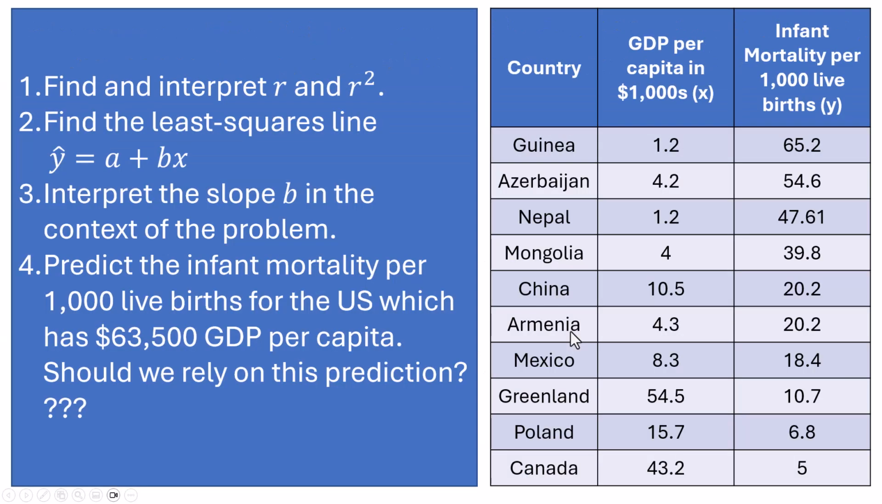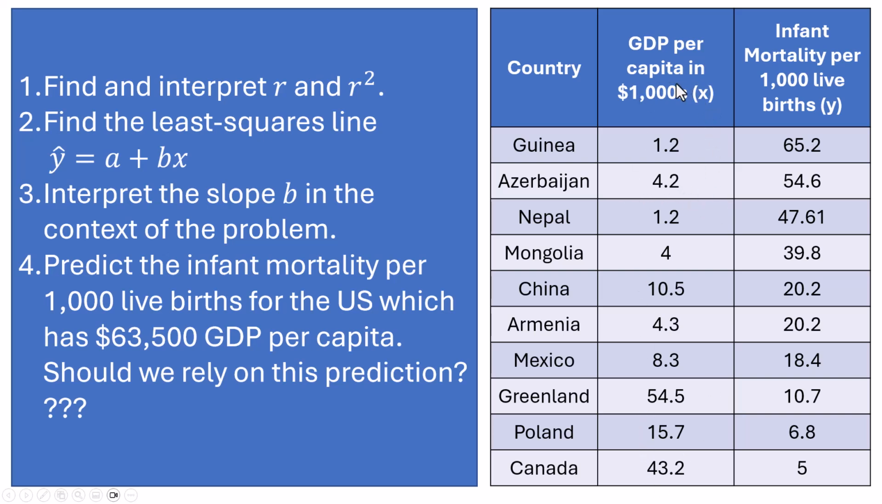All right, we're basically done here. I just have one more problem for you to try, and this relates to a number of different countries, their GDP per capita in thousands of dollars, as well as the infant mortality per 1,000 live births. Keep in mind that these are in thousands, so this is not actually 1.2, this is 1,200. This is not 4.2, this is 4,200. You can still type it in your calculator with the decimals.